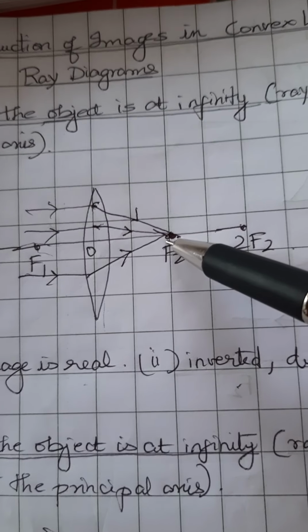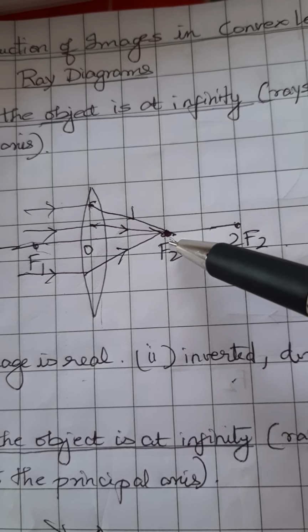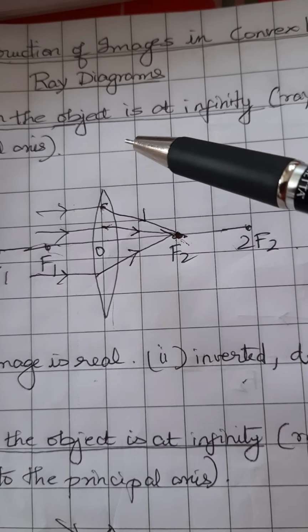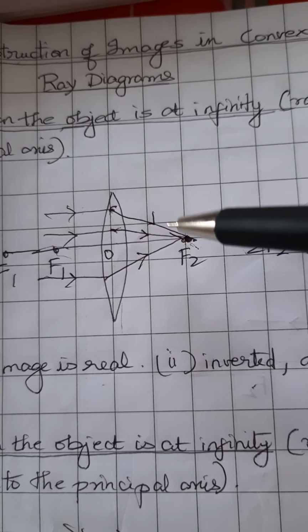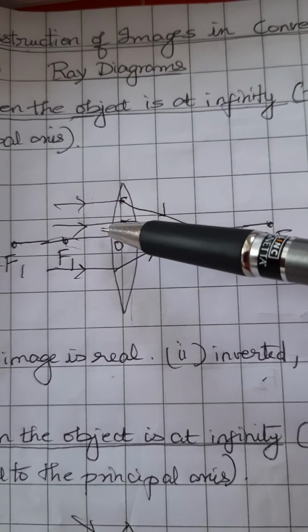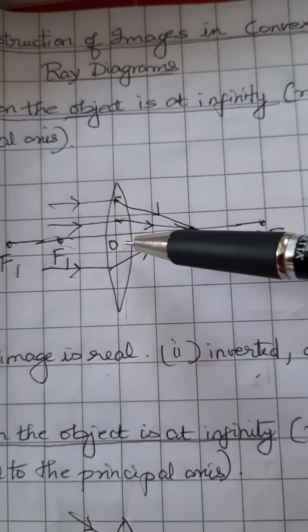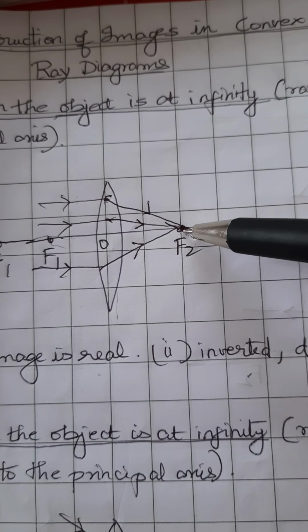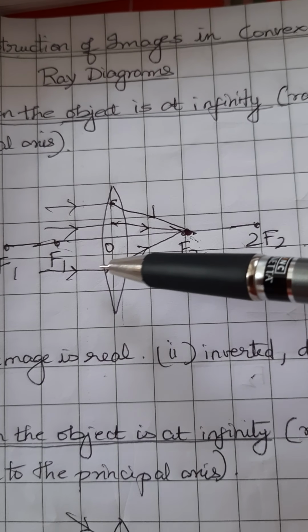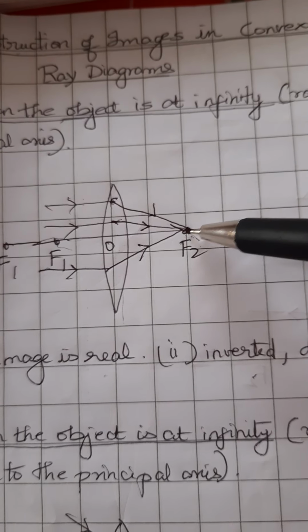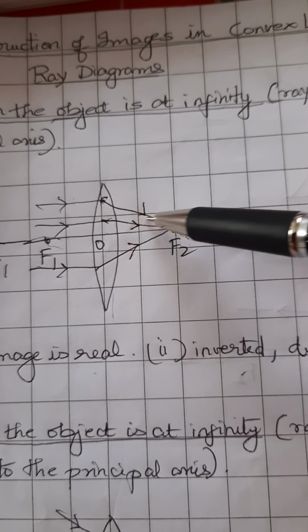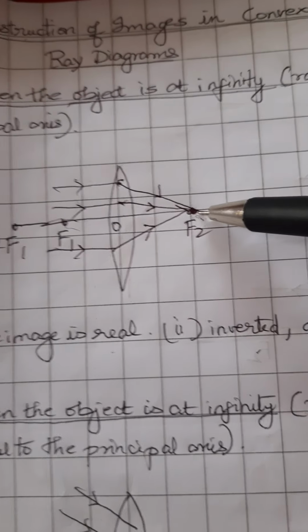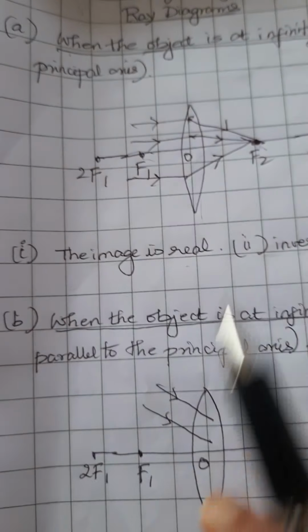Now this principle we see in the case of a burning glass. When we take a magnifying glass, put small pieces of paper, and allow sunlight to fall on the magnifying glass, we will see that these pieces of paper start burning because the sun's rays are being focused at that point. This is the first case.